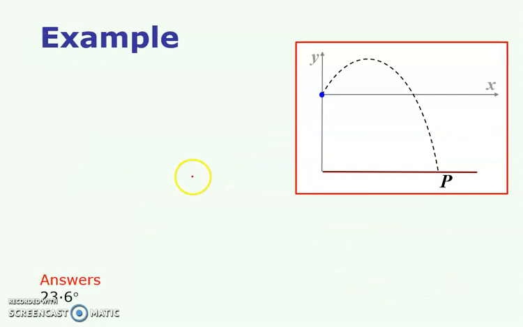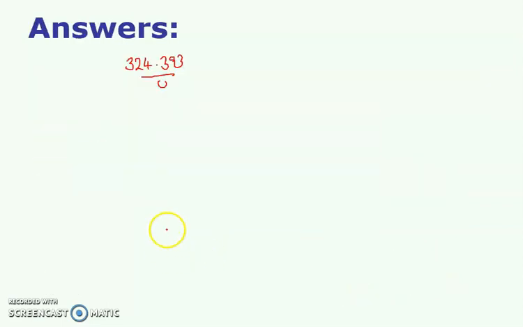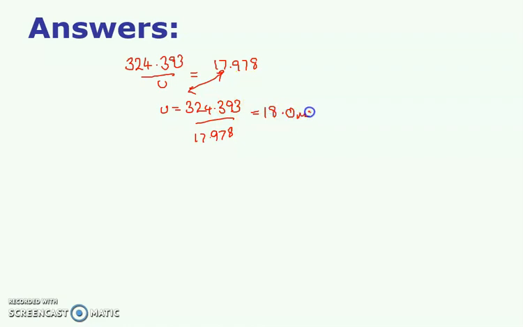It equals 17.978. And then these two can switch, and my u effectively is 324.393 divided by the 17.978. So 324.393 divided by 17.978 equals, I get 18.04. 18.0, I'm going to say, meters per second. That was my initial velocity.